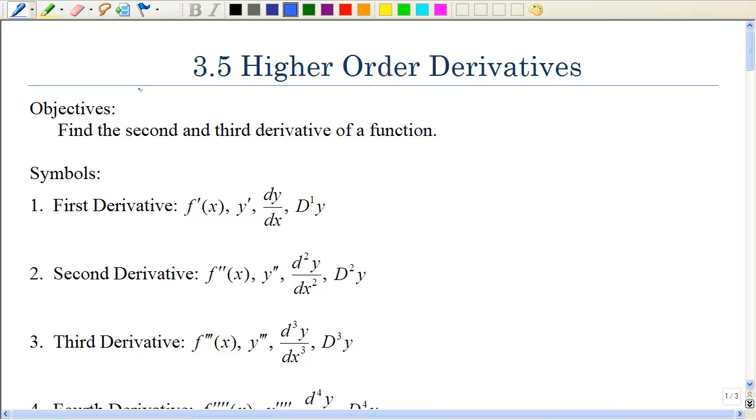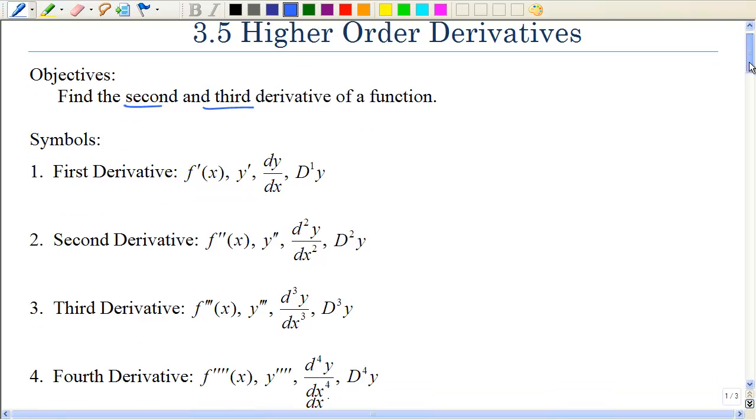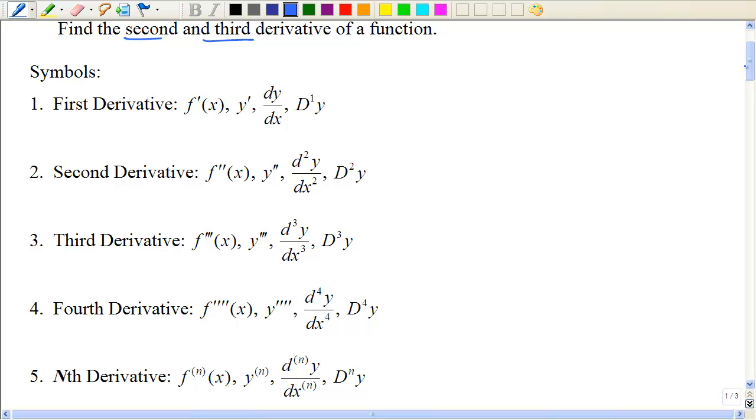Section 3.5 is really a review of how to take the first derivative. It's called higher order derivatives because we are going to be finding the second and third derivatives. Sounds complicated, looks complicated, but it's really quite easy if you know your original rules of how to find the first derivative. And so first of all, let's look at some of the notation you might encounter.